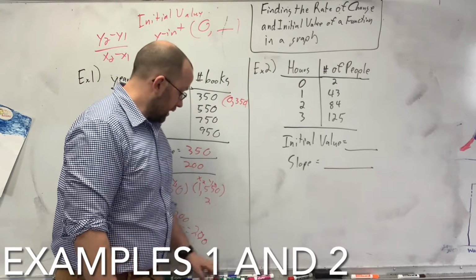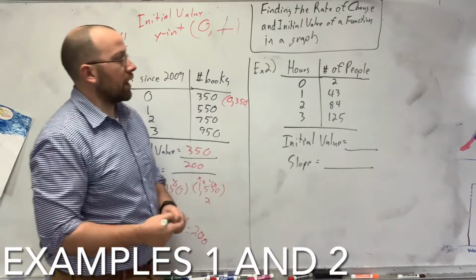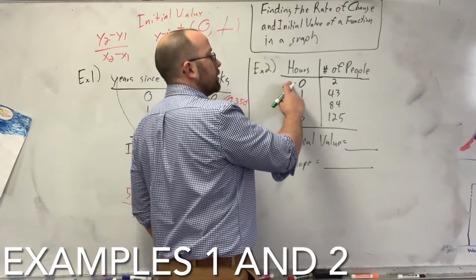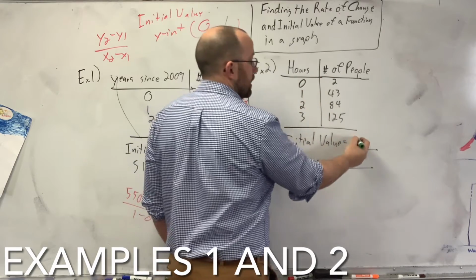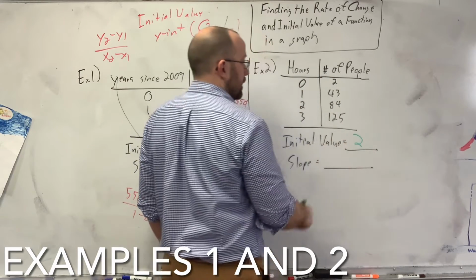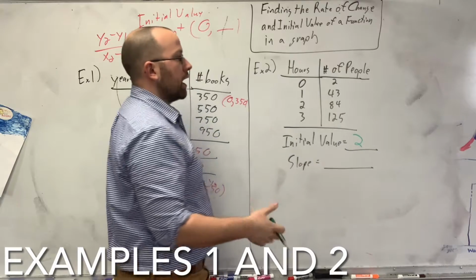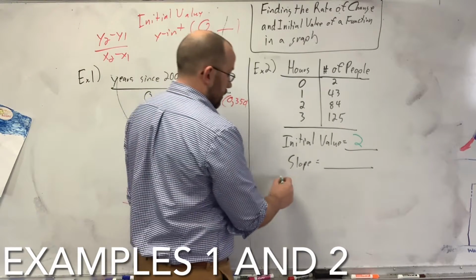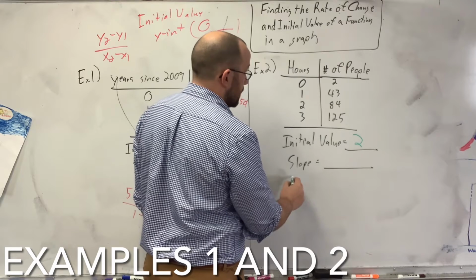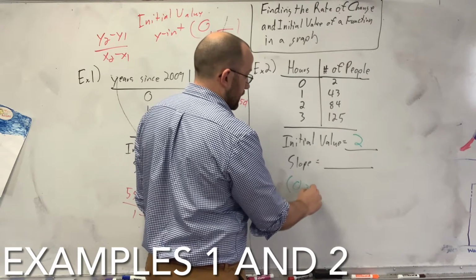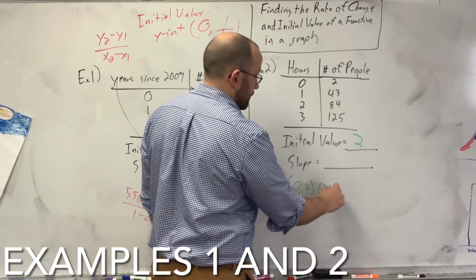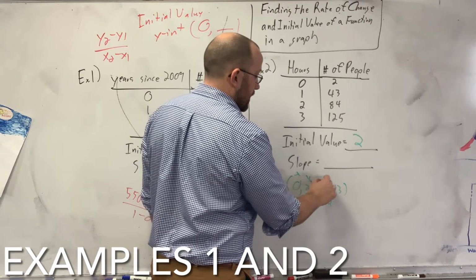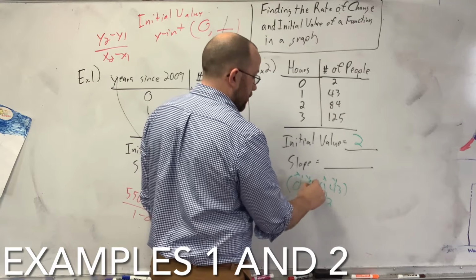All right, now let's come over here. Your initial value, where'd you start at? Well, I started in this whole thing at 0 hours and 2 people. Now I need to know my slope or how much I'm changing. So let's say I'm gonna take the first points just because it's the easiest. Call this 1, call this 2, x, y, 1, 1, 2, 2.